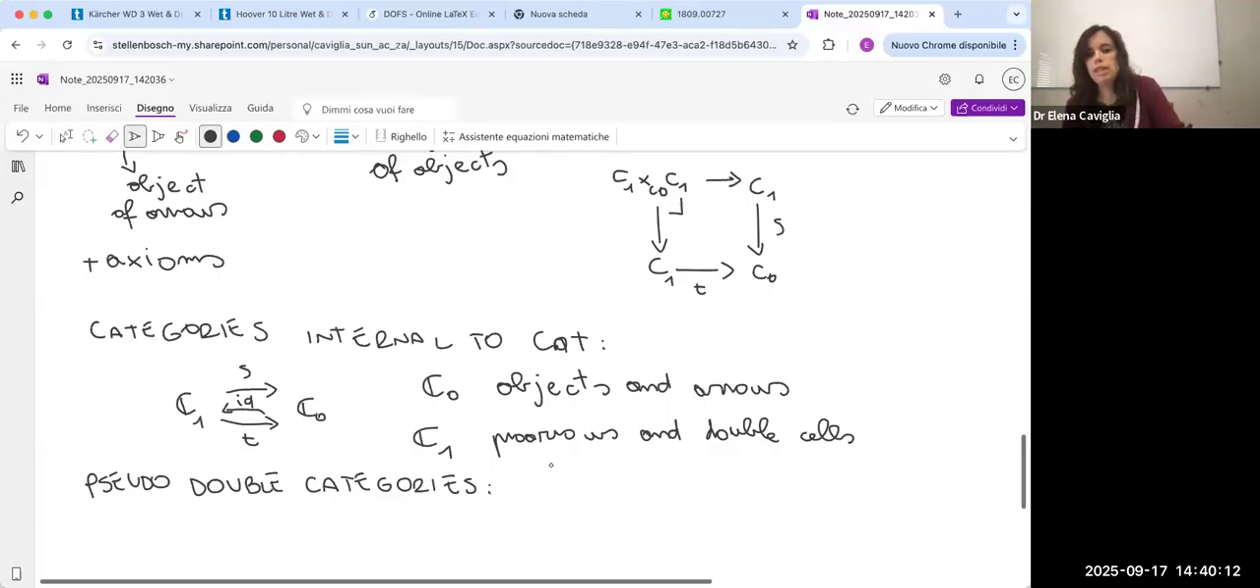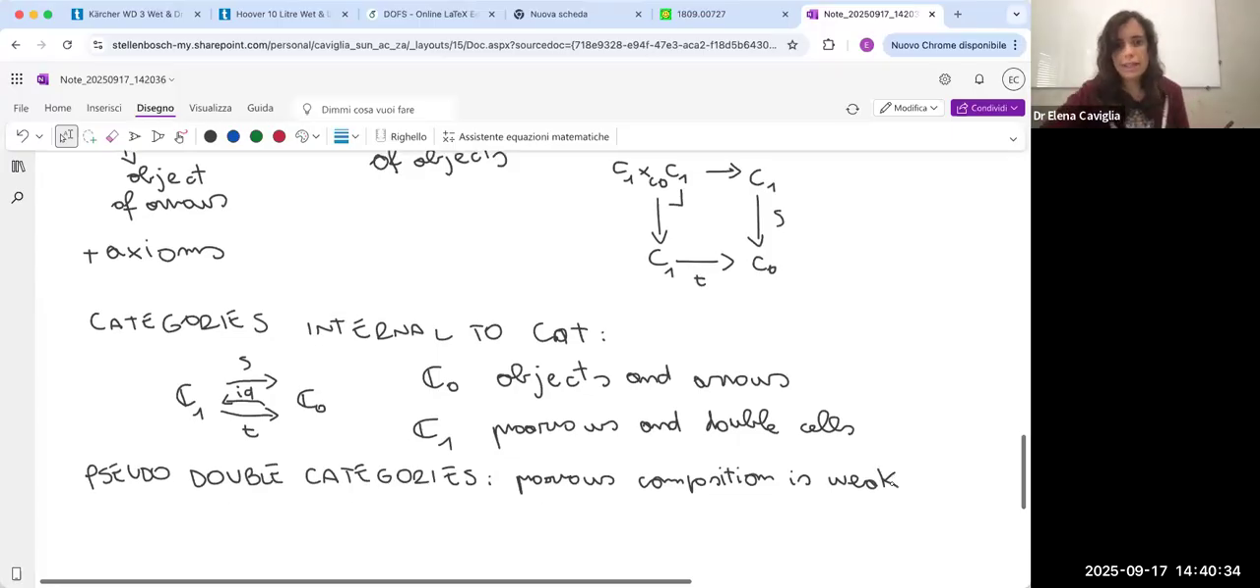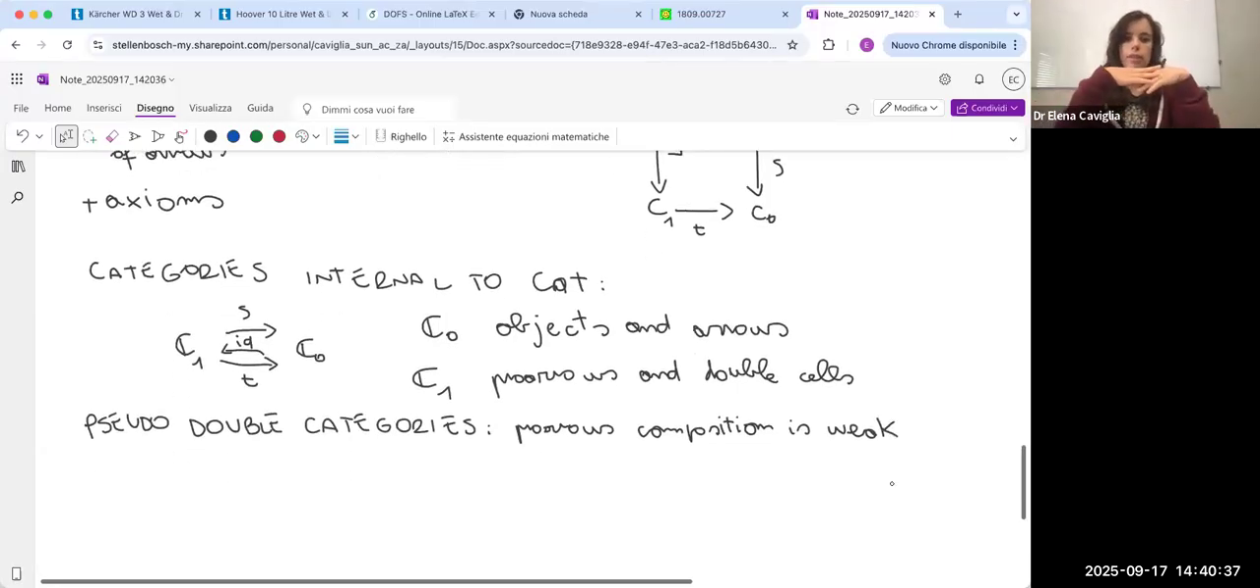But what it means essentially is that the pro-arrows composition is weak. So it's not associative, for example, it's only weakly associative. So the idea is that on the arrow level, we still have an honest category, but now on the pro-arrow part, on the C1 part, something is weaker.